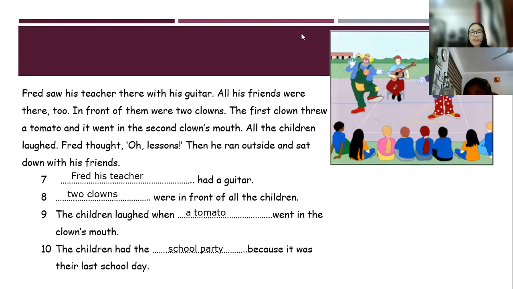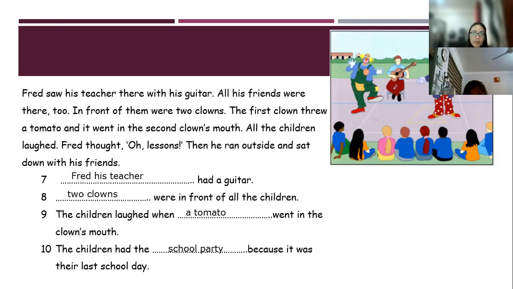Okay, Fred saw his teacher there with his guitar. All his friends were there too. In front of them, there were two clowns. The first clown threw a tomato. It went in the second clown's mouth. All the children laughed. Fred thought, oh, lessons. Then he ran outside and sat down with his friends.